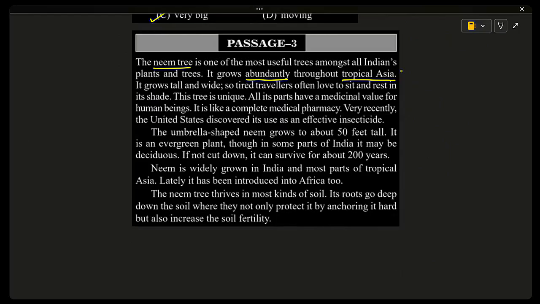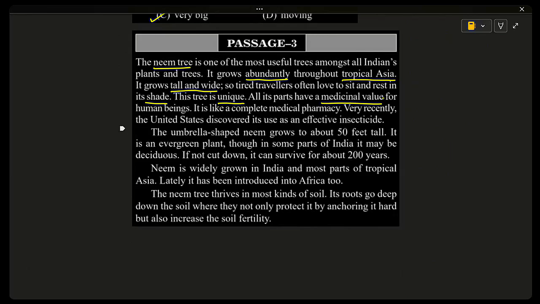It grows tall and wide. So it grows tall and wide means vertical growth is there and horizontal growth also. So tired travelers often love to sit and rest in its shade. Shade means when they are feeling the heat of summer, they want to take the shade, and it will give some cool air under the tree. This tree is unique. Unique means having only one kind. Why is it unique? All its parts have a medicinal value for human beings. What do you mean by medicinal value? Every part of it, like the roots, the twigs and the leaves, is having some medicinal value.